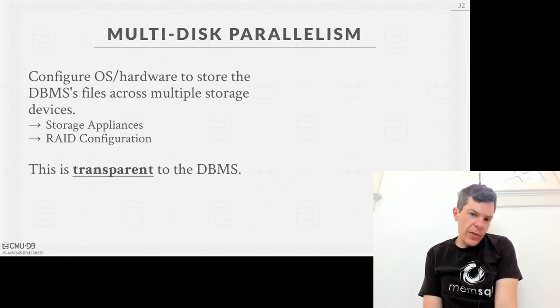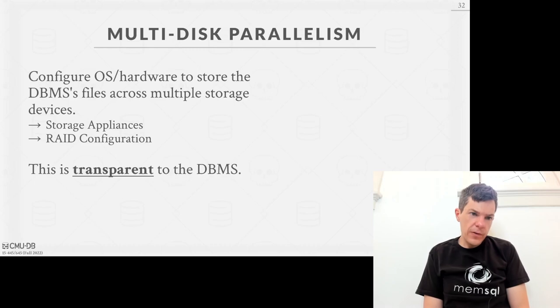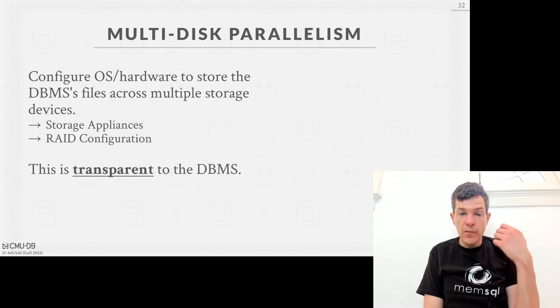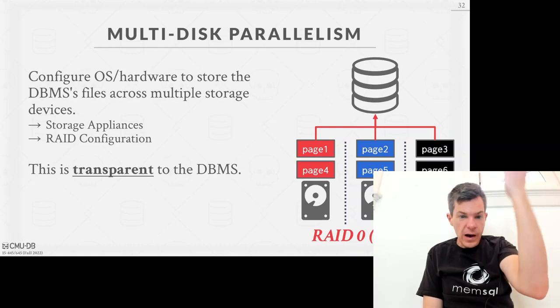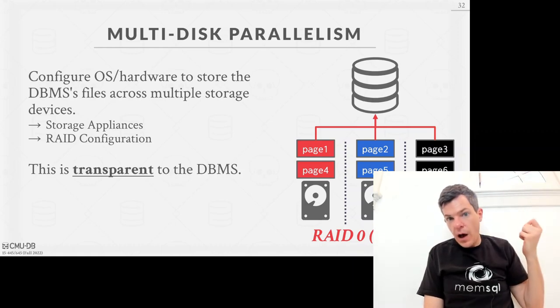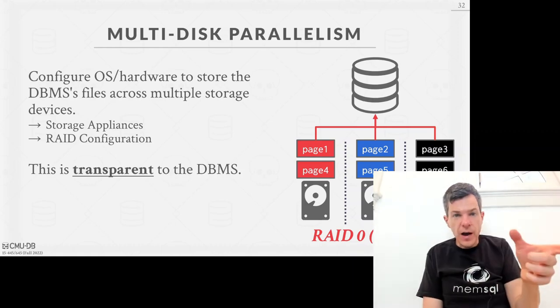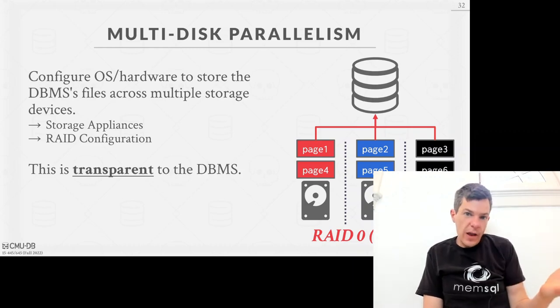So this is the approach that I'm talking about here, this transparent parallelism in the data system to do I/O parallelism. And this is probably the most common one. This is what most people do to get started. The enterprise systems can do more complicated things. The basic idea is that we would have, at the hardware or the OS level, this notion of multiple storage devices. So from the data system's perspective, I've got a bunch of pages on disk in my file, but I don't know where this is actually being stored.